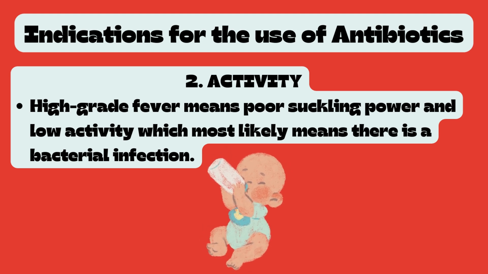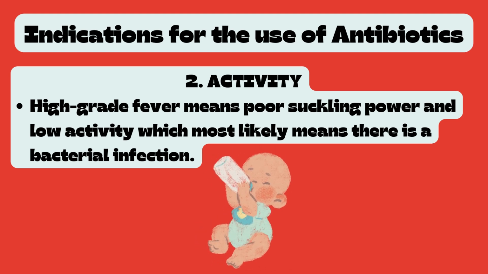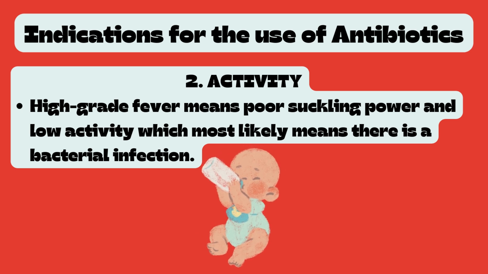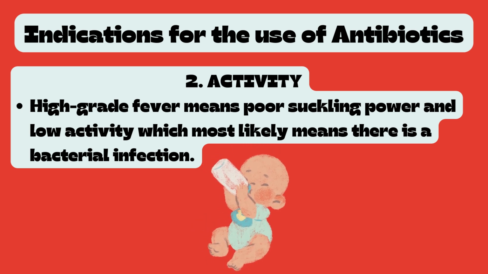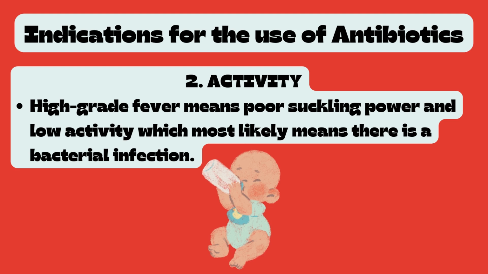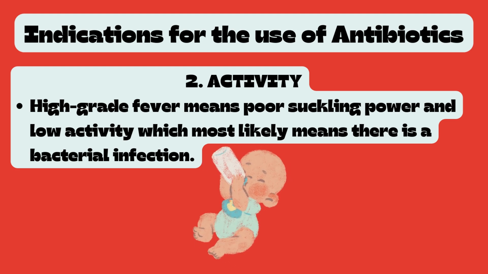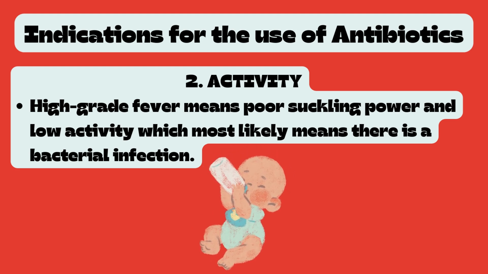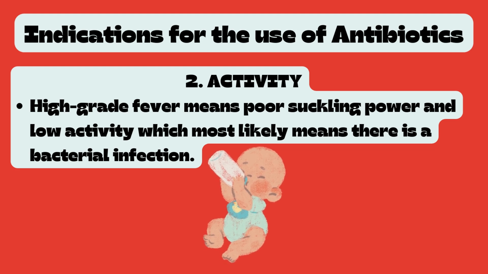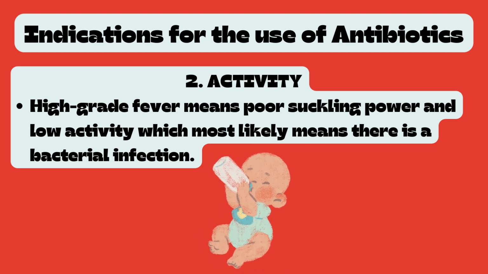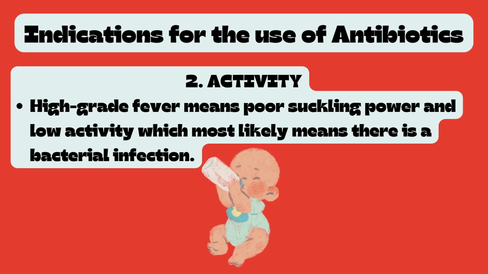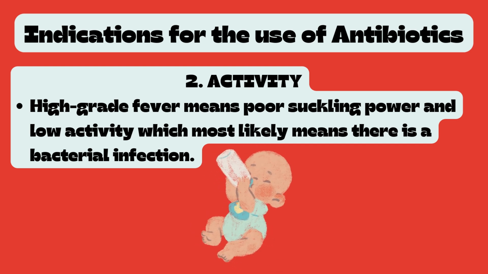The next thing you can check is the activity of the child. Check and see if the child is able to play normally or not. If there is a high-grade fever and poor suckling power and low activity, this probably means that the child has a bacterial infection. So, unless the child is able to play during the day between fevers, he probably has a bacterial infection.